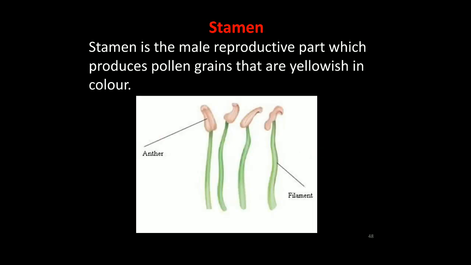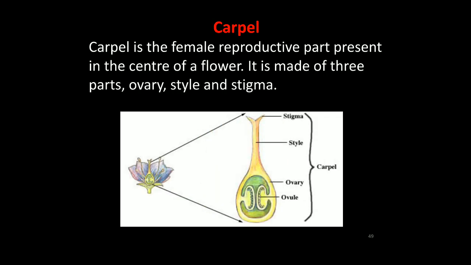Stamen is the male reproductive part which produces pollen grains that are yellowish in color. See, on top of the anther there are small granules. If you touch a flower, you can feel it, very small granule-like structures. That is called pollen grains, yellowish in color. Carpel. Carpel is the female reproductive part present in the center of the flower. It is made up of three parts: ovary, style and stigma. It is also called pistil or carpel.